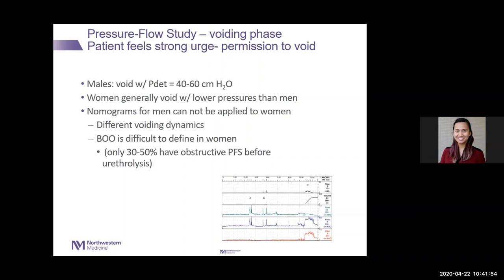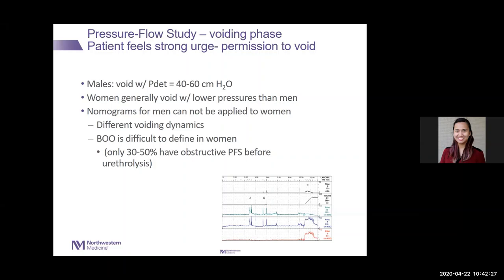What's the pressure flow study part of a urodynamics? So really that's the voiding phase. And so typically in a sensate patient, when a patient feels a strong urge to go, you give them permission to void and you let them void. You don't necessarily need fluoro for this, but sometimes it can help you. Usually we use nomograms, for men, this is sort of pressure versus flow. Pressure versus flow is a good way to evaluate for obstruction.